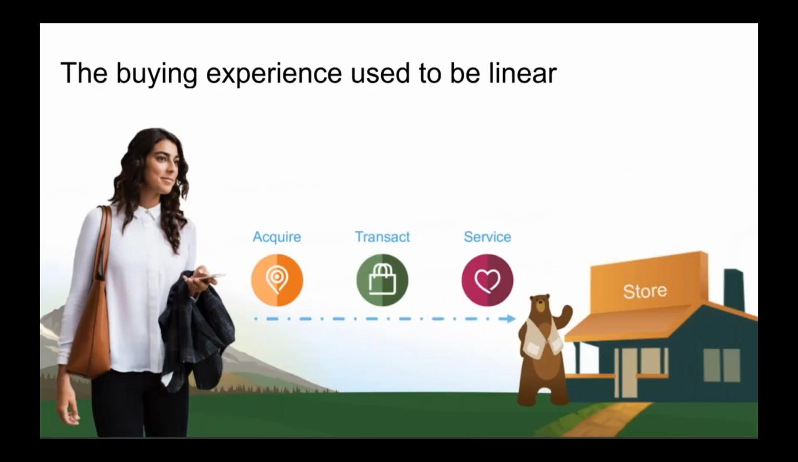This is a slide on how the buying experience used to be. It was very linear. You needed something, you went to the store, you tried to find it. Once you found it, you bought it. If you had any problems with it, you went to the service desk. And that's all. That's the whole buying experience, how it used to be.